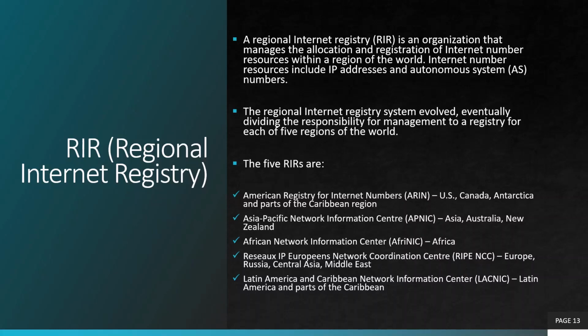The very first is the American Registry for Internet Numbers, also known as ARIN, which takes care of the US, Canada, Antarctica, and parts of the Caribbean region. Similar to this, we have APNIC, which takes care of Asia, Australia, and New Zealand. Then AFRINIC for Africa, and finally the remaining two, RIPE NCC and LACNIC, for Europe, Russia, Central Asia, the Middle East, Latin America, and the rest of the Caribbean.